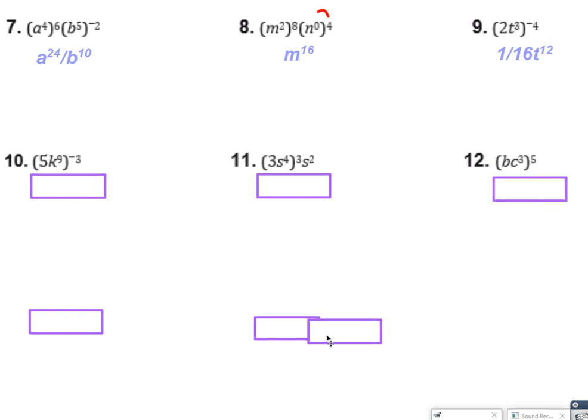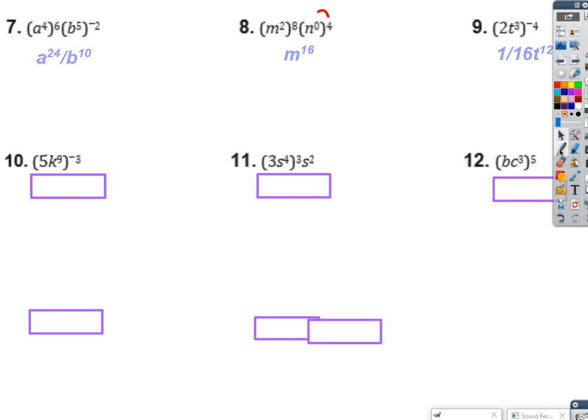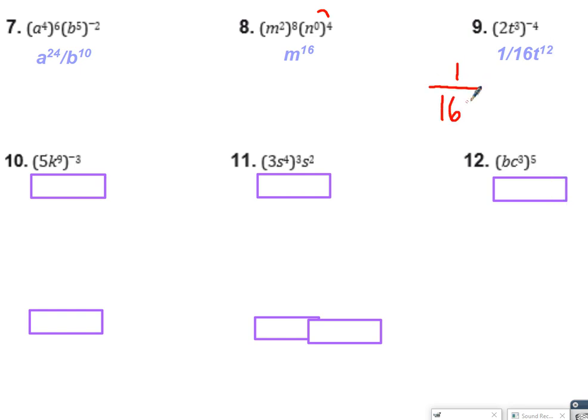One over 16t to the 12th. Let's look at this one. 2 to the negative 4, t to the negative 12. That is why both of them have to move to the denominator.